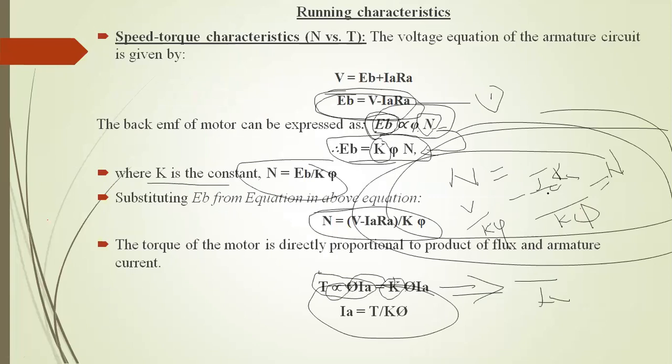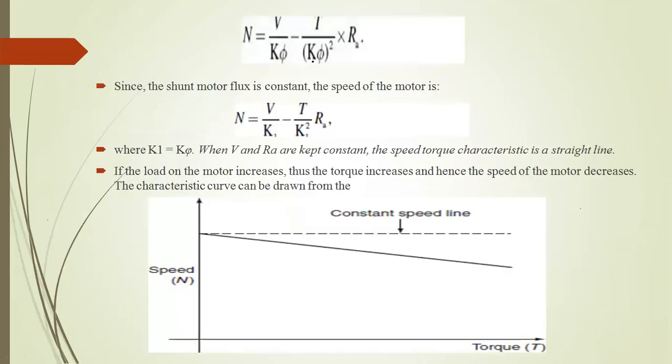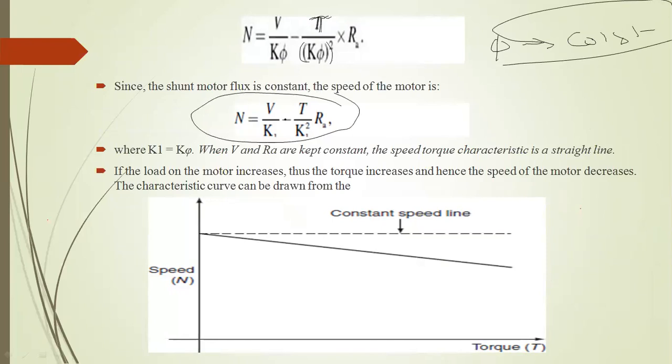IA is nothing but T by K phi, so IA RA by K phi gives us tau RA by K squared phi squared. It is written combined as K phi whole squared into RA, that is tau, which got cut while pasting the equation. From the first onwards, we have discussed that the flux per pole is a constant in the shunt motor, so we neglect it in the equation, and the equation can be rewritten as V by K K1 minus T by K1 squared into RA.